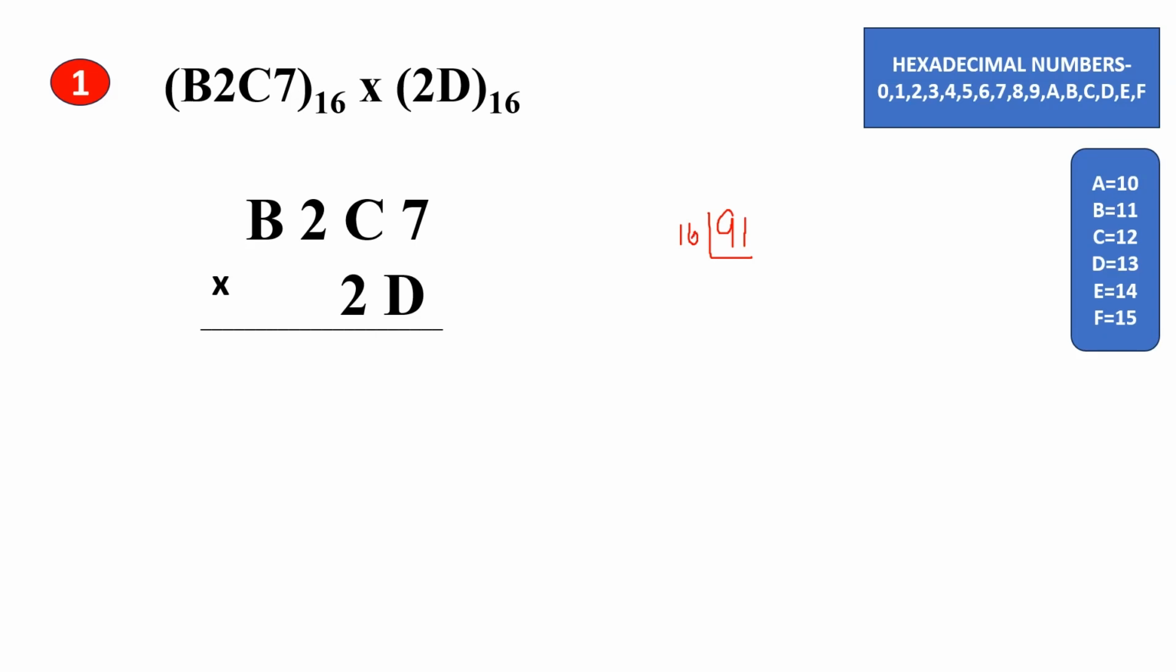So we get the quotient 5 and the remainder 11. 11 represents B. So here this B is taken as the product, and 5 is taken as the carry.